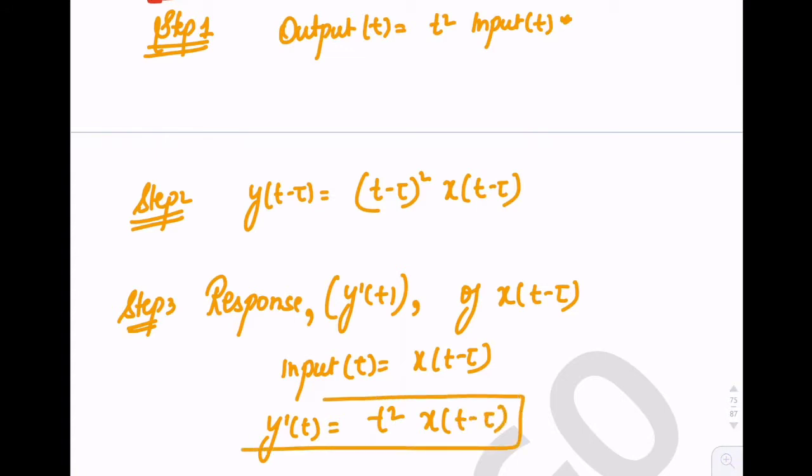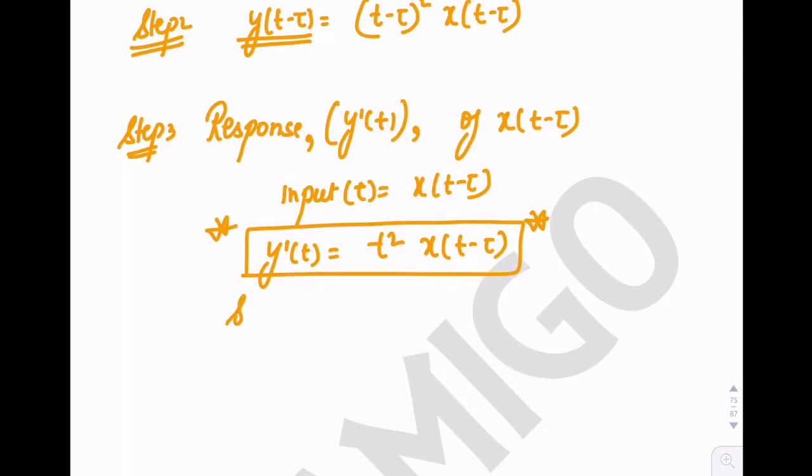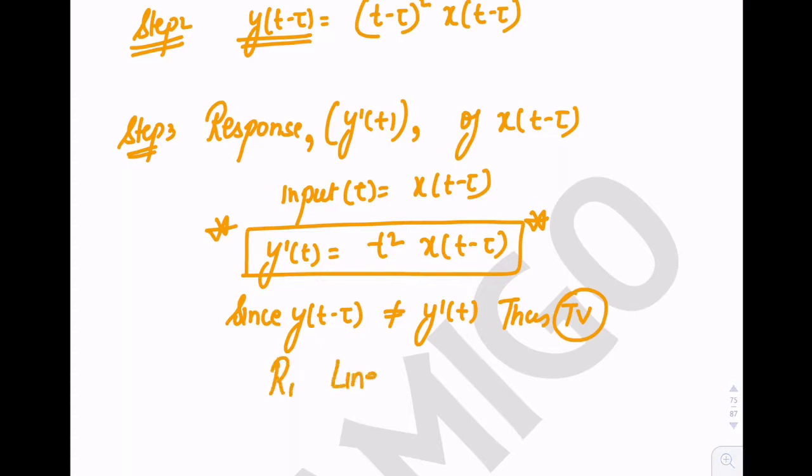So we can say that since y(t minus tau) is not equal to y dash t, thus it is time variant. So system 1 is linear plus time variant.